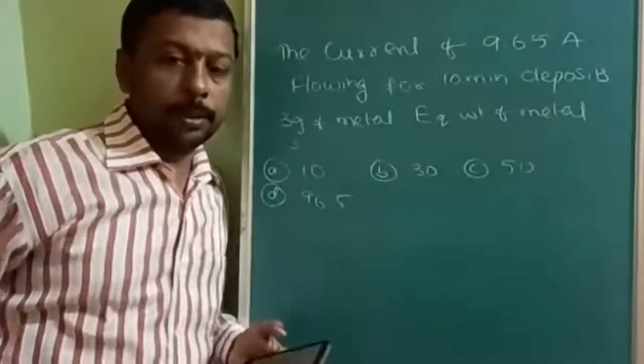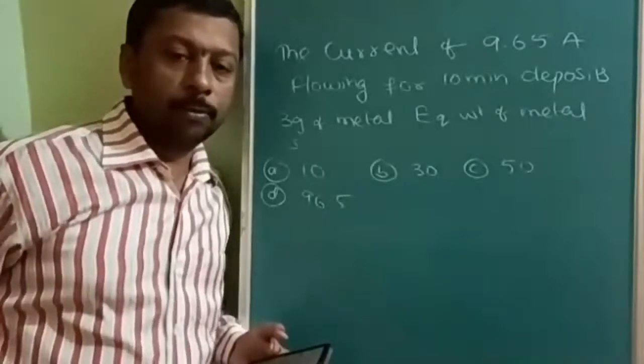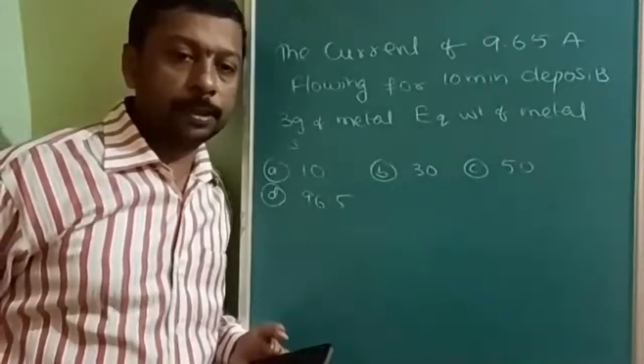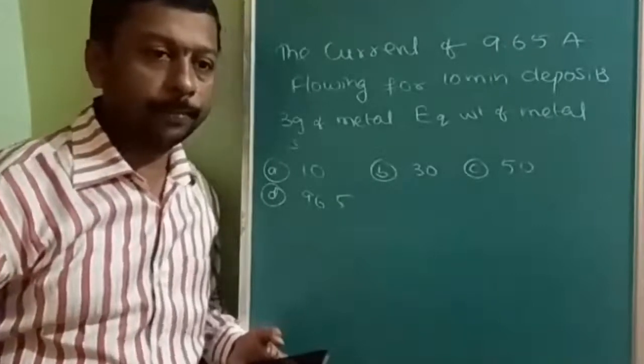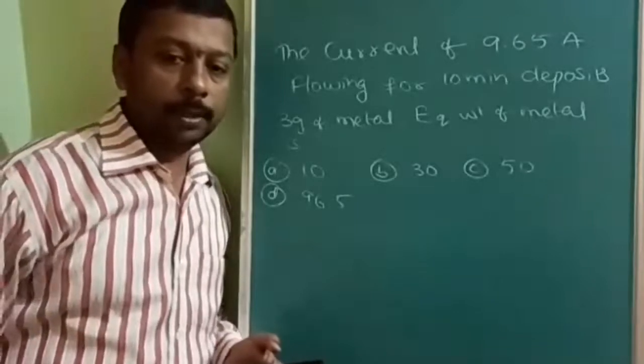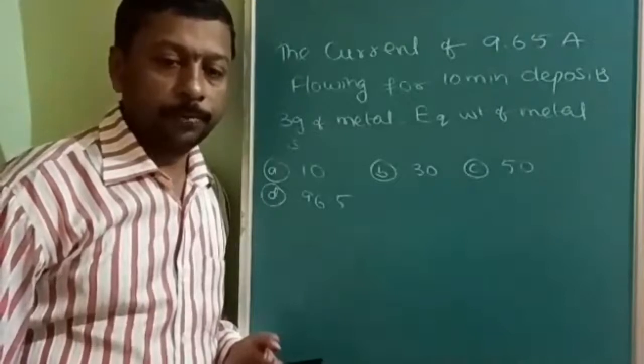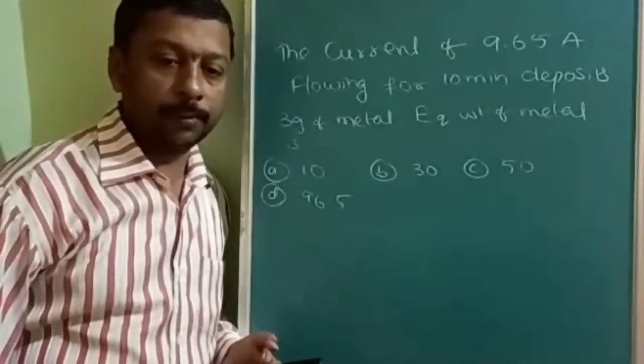Next question: a current of 9.65 ampere flowing for 10 minutes deposits 3 gram of metal. The equivalent weight of the metal is? So which law can you use? Faraday's first law.